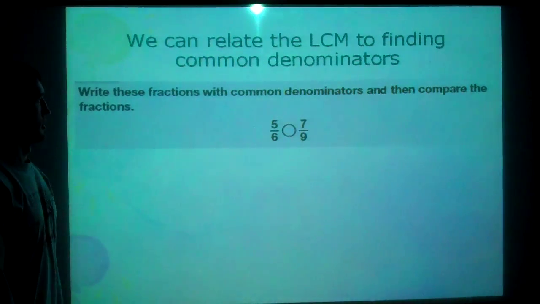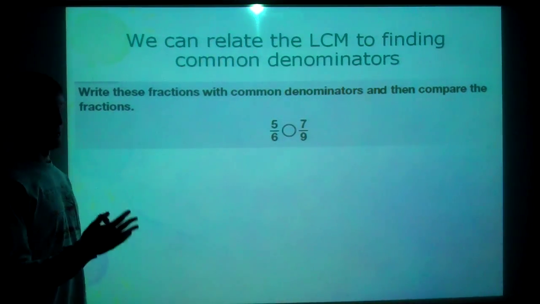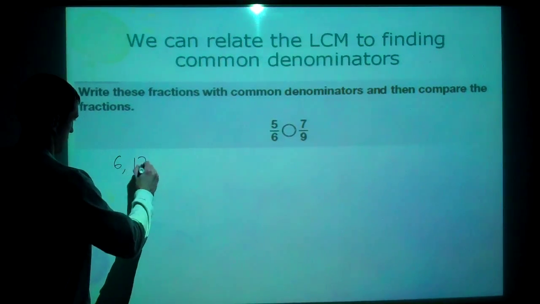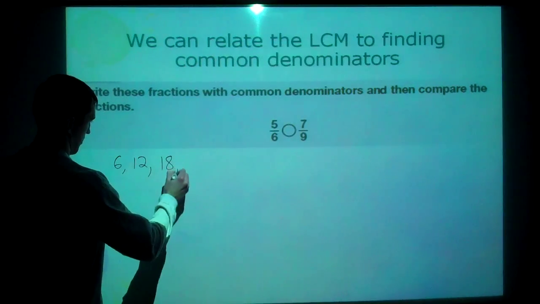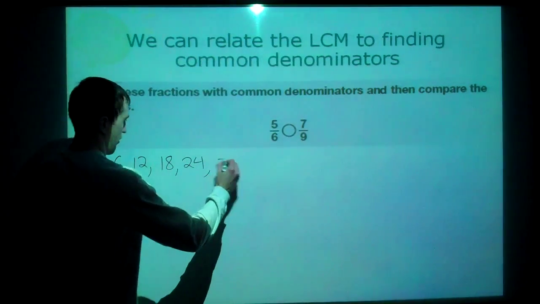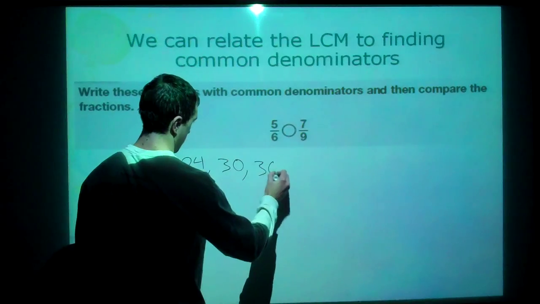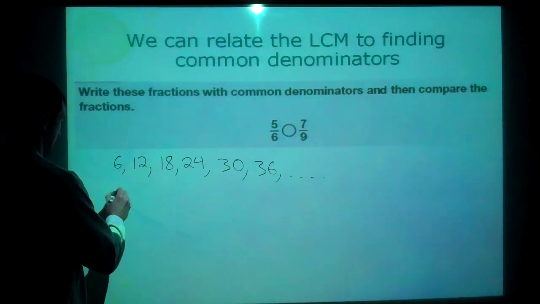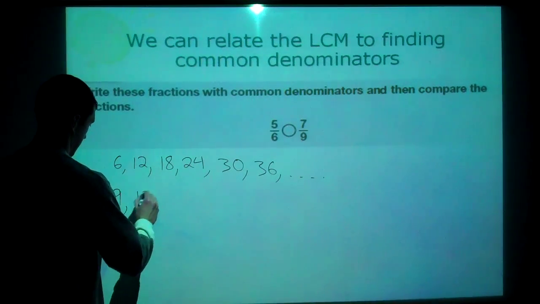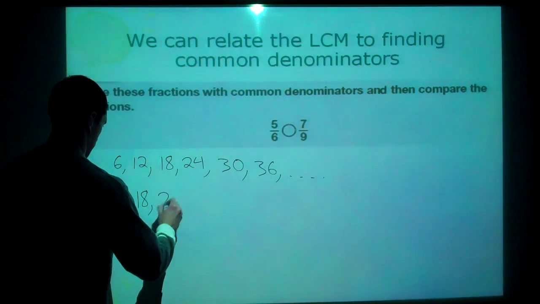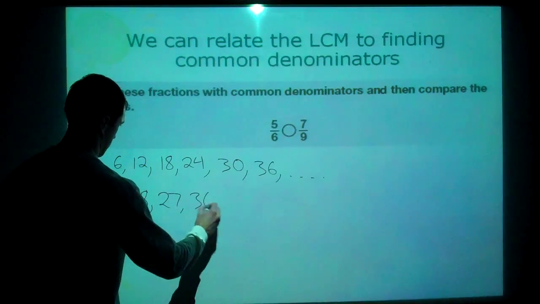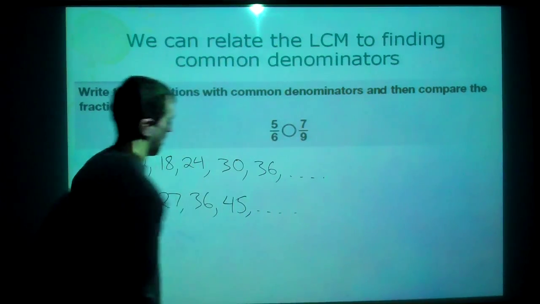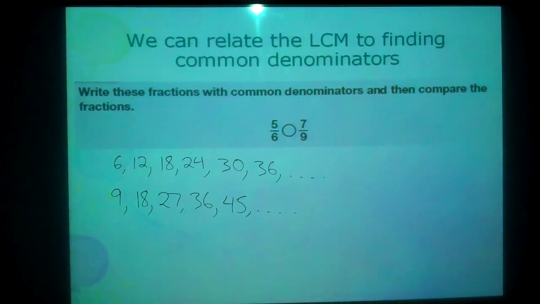So let's take a look at this. If I do this the long way, and I write out the multiples of 6, 12, 18, 24, 30, 36, and those keep going. If I list out the multiples of 9, 18, 27, 36, 45, and so on. Alright, we can see that they have common multiples.